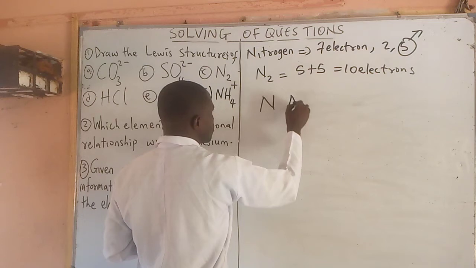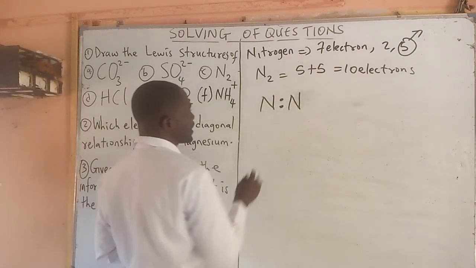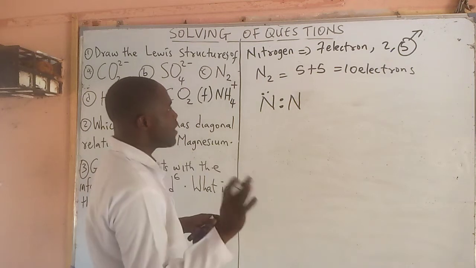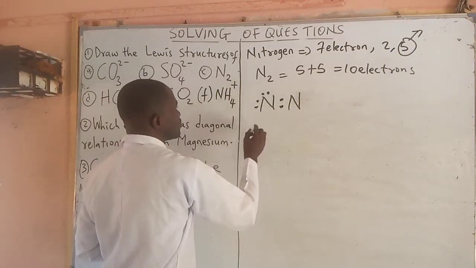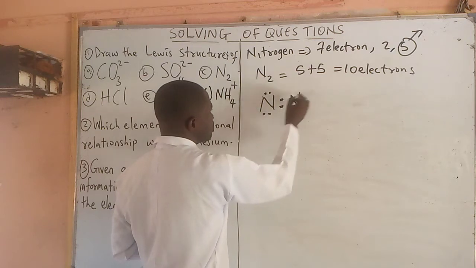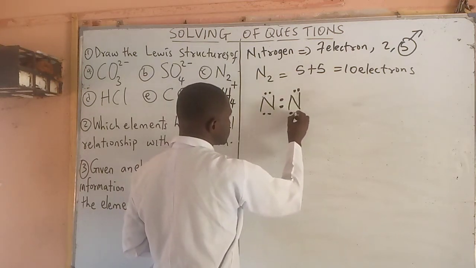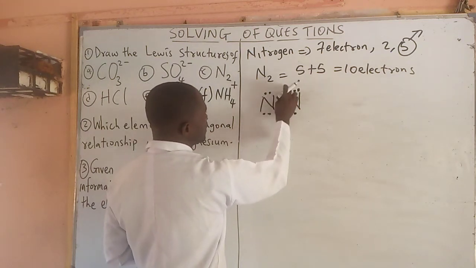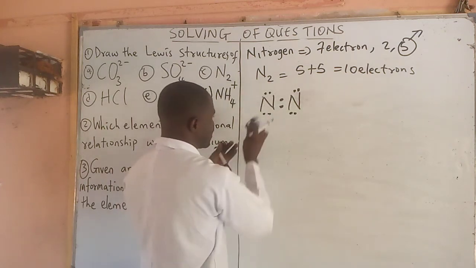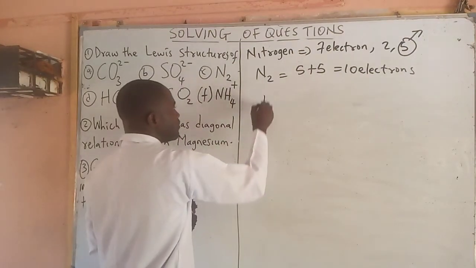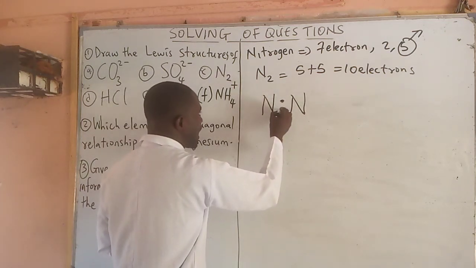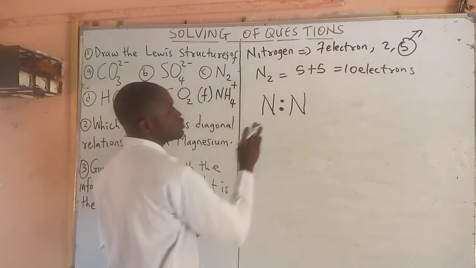Rule number 1, put a pair of electrons in between the bonded atoms. Then assign the remaining. If you put 2 here, it will remain 8. You put 4, 4, 4, 4. So that you have 1, 2, 3, 4, 5, 6, 7, 8, 9, 10. After we put 2 in between the bonded atoms, we say again, put your nitrogen, put your nitrogen. Assign a pair of electrons in between the bonded atoms. After that, 10 minus 2, 8.